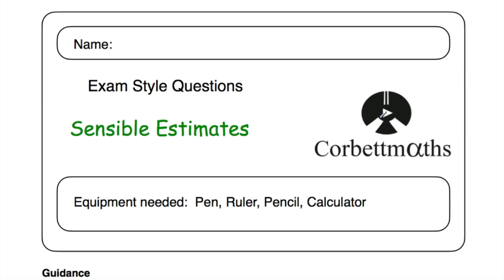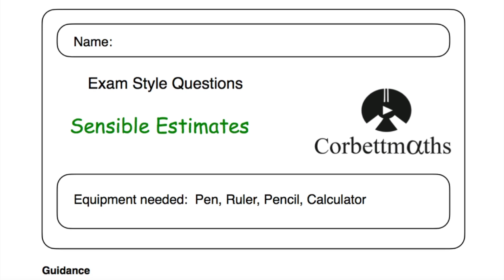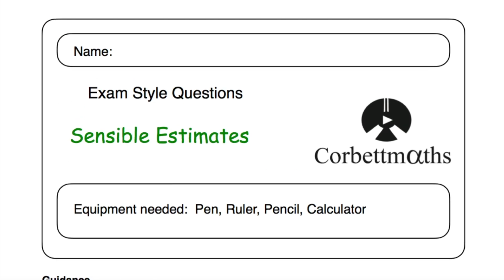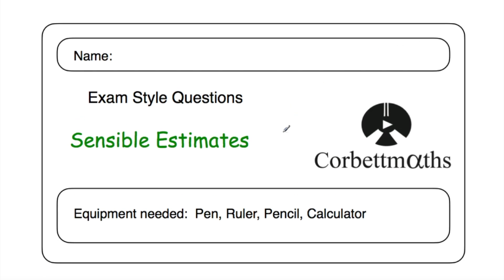So these have been the video solutions to the Corbettmaths Practice Questions on sensible estimates. If you need any extra help in sensible estimates, go to Corbettmaths, go to the videos and worksheets section and scroll down to video number 285, where there's a dedicated video tutorial on sensible estimates. Alternatively, you could scan this QR code. But in this video, we'll focus on the video solutions to the practice questions.